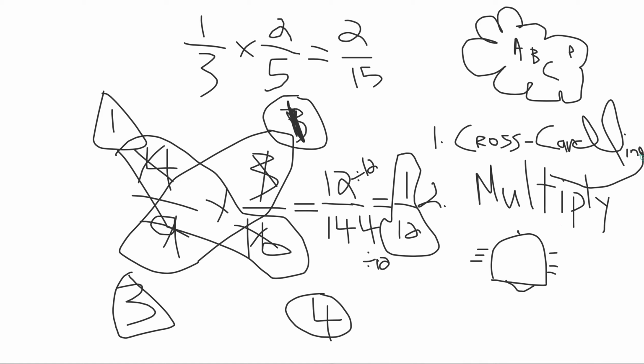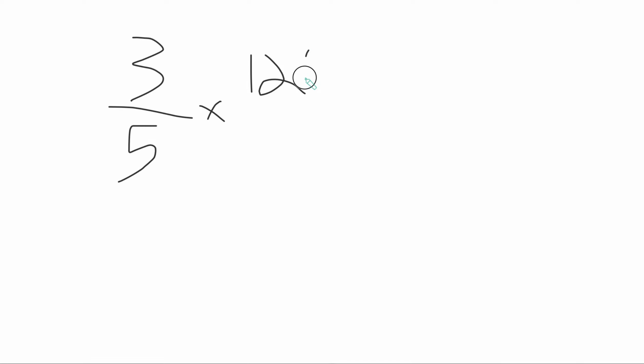So let's do one more. So let's say we got 3/5 times 120 over 1. Well, I mean, it doesn't really matter. You definitely could just multiply straight across, right? But let's see if we can do cross canceling. Well, 1 is just 1, so nothing there. But what about this?